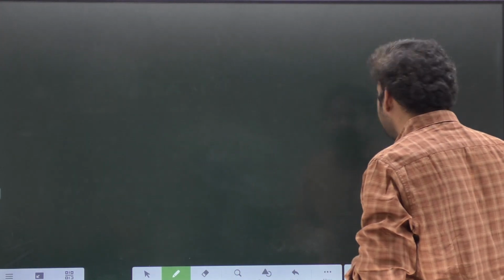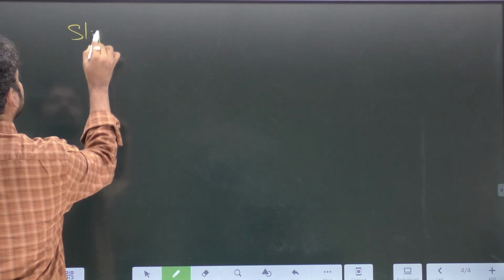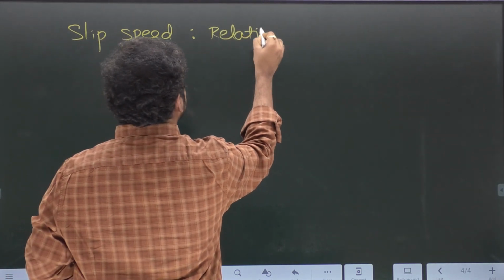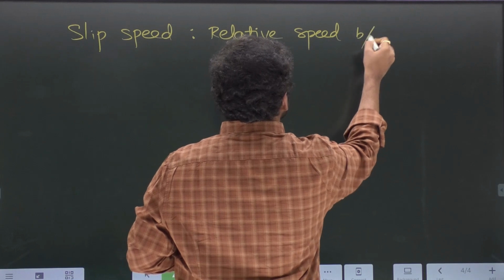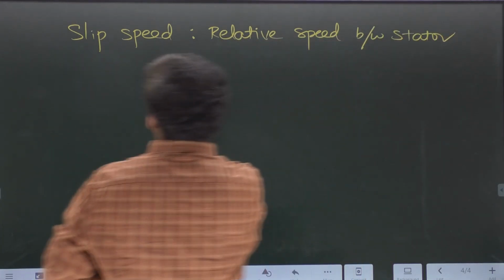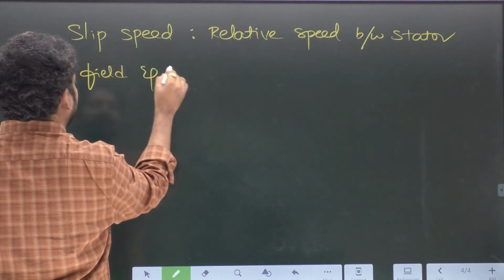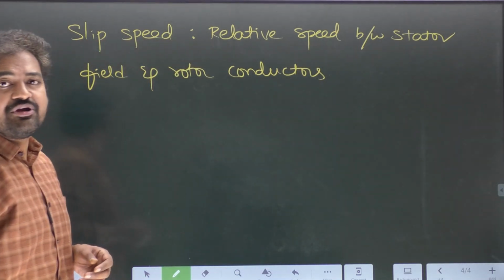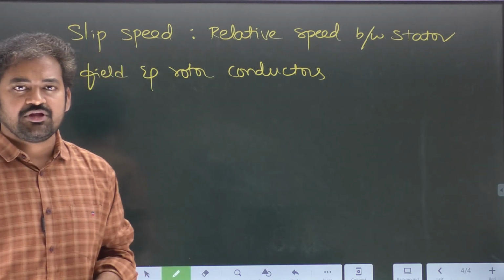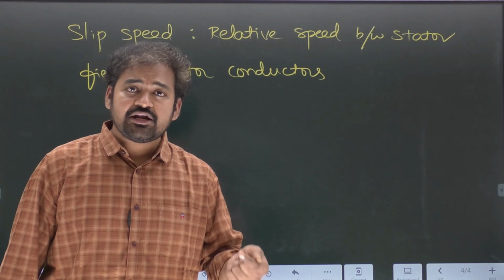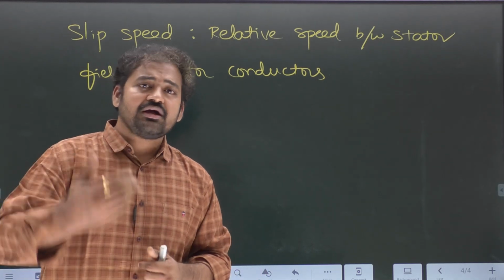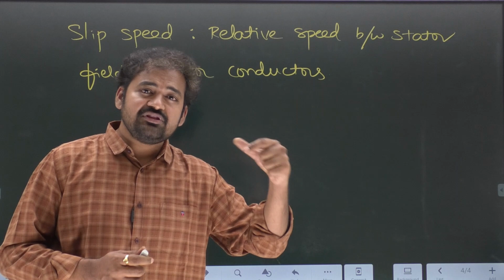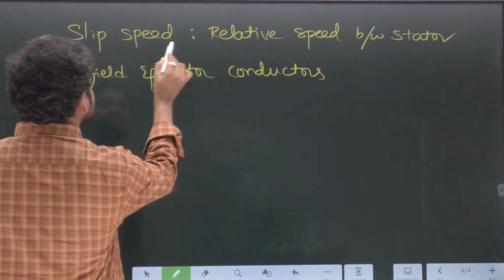Okay, so I can write slip speed. Slip speed is the relative speed between the stator field and rotor conductors. We know the stator magnetic field will rotate at how much speed? Synchronous speed. The rotor conductors will rotate at how much speed? Nr. Nr is the speed at which the rotor will rotate, and the relative speed between these two is what we call the slip speed. Okay, this is the definition of our slip speed.